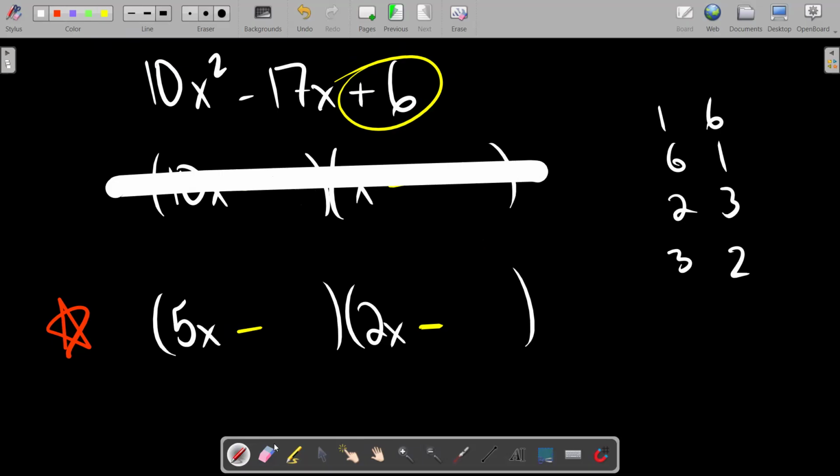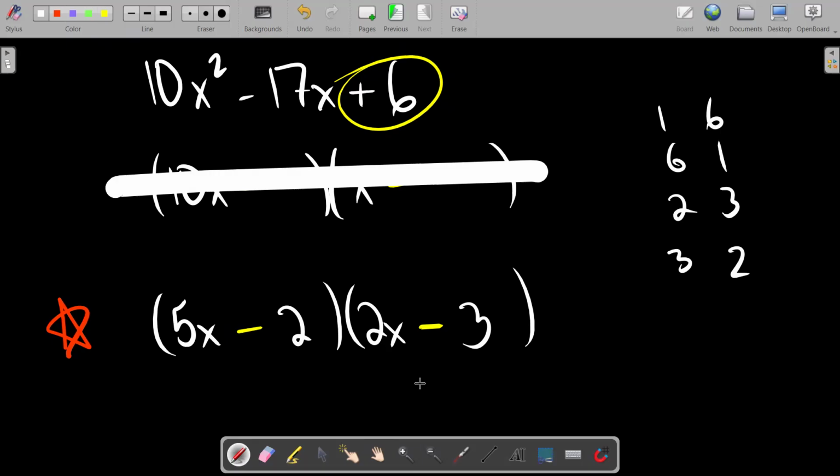Day 10? I don't know. Let's try it. Let's find out. 2 and 3. Let's see if it works. Did I? That doesn't quite work, does it? That's minus 4x and minus 15x.